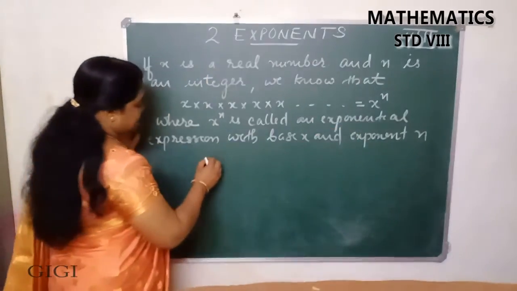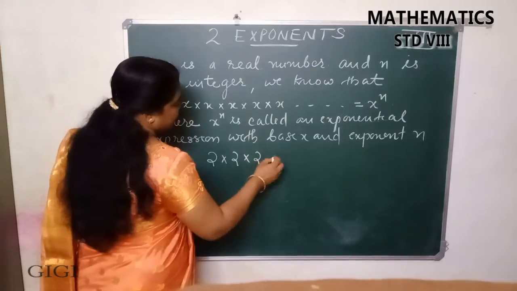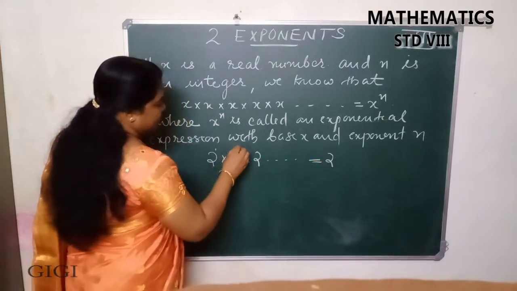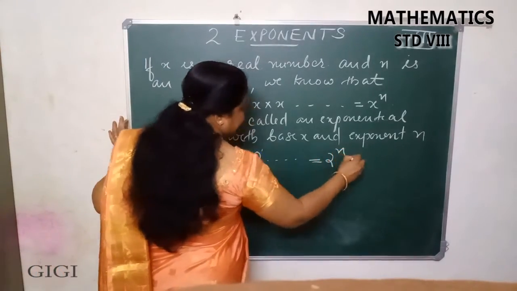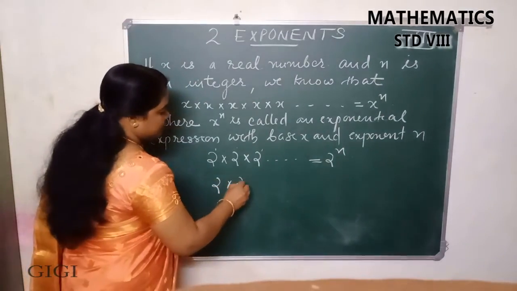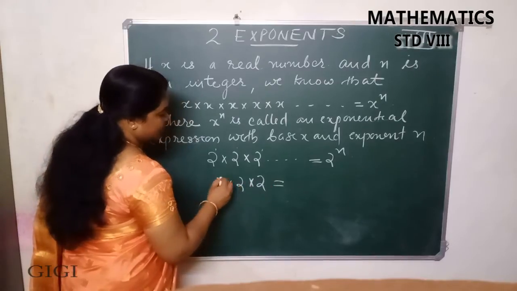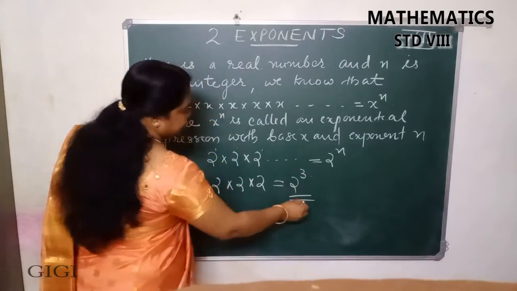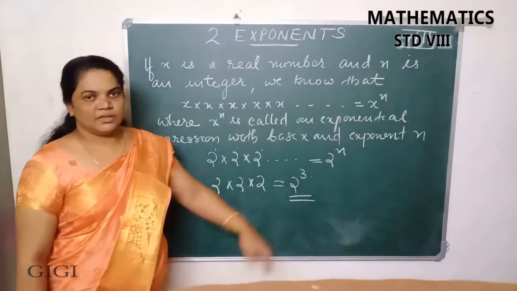For example, we can write 2 into 2 into 2 and so on as 2 raised to n times. Or 2 into 2 into 2 is equal to 2 raised to how many times this 2? 1, 2, 3, so 2 raised to 3, right, 3 times. This is the form of the exponent.